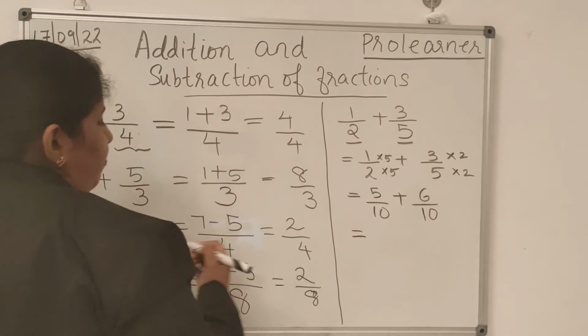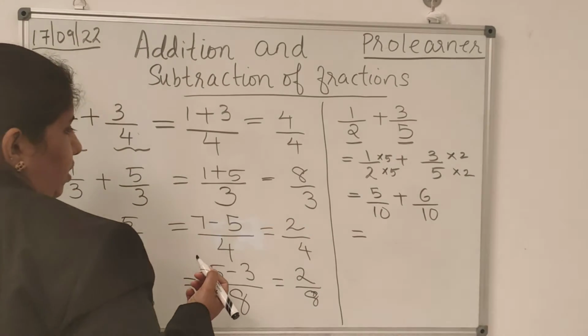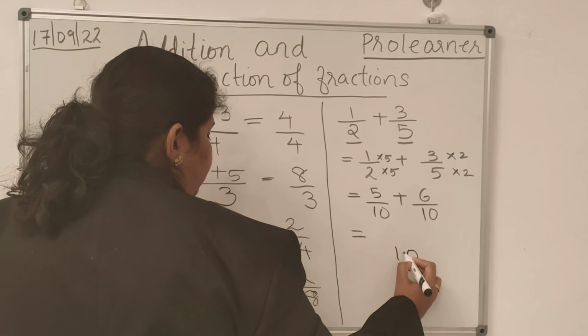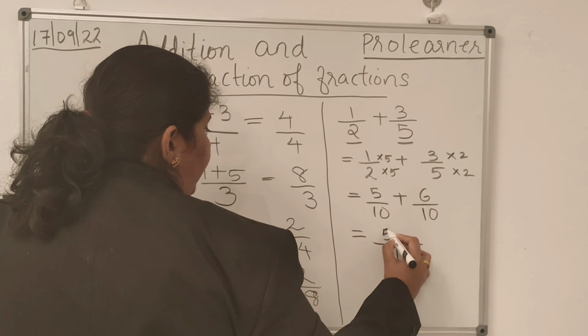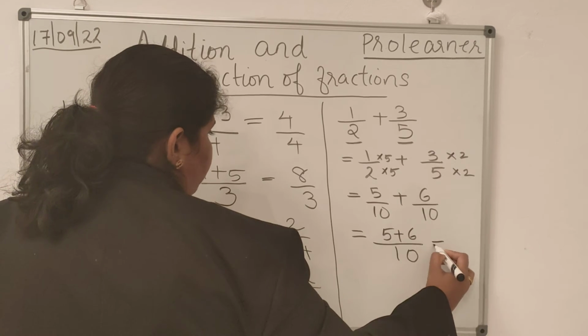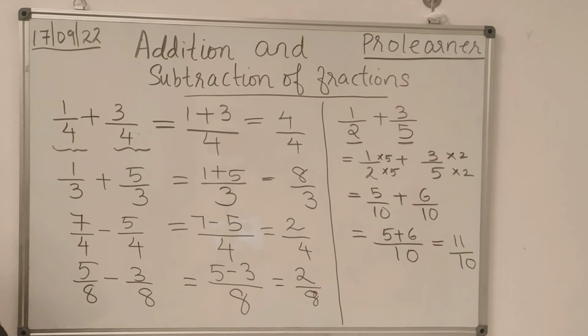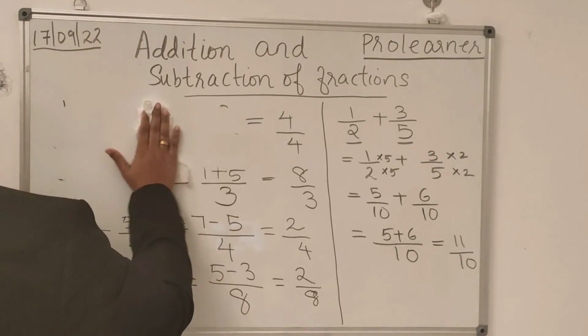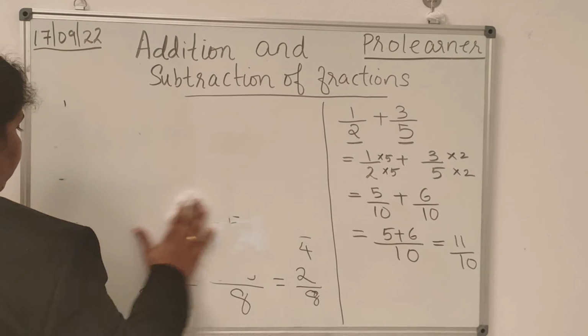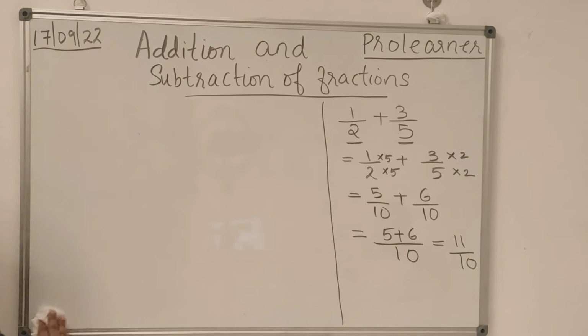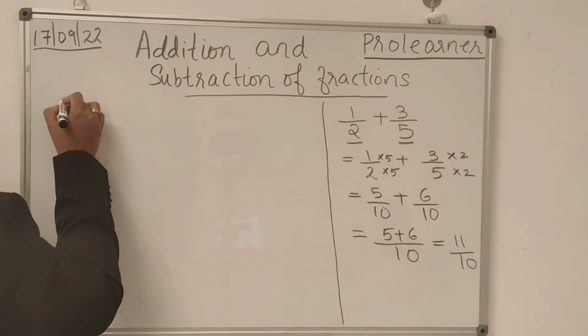See, it became like fractions, right? So now what we will do? The denominator remains the same and we will add the numerators, 5 plus 6, which is equal to 11 over 10. Now tell me how we were doing the unlike fractions. For doing the unlike fractions, what we were doing? We were making the denominator the same as the like fractions and we will follow the same rules as like fractions, isn't it?